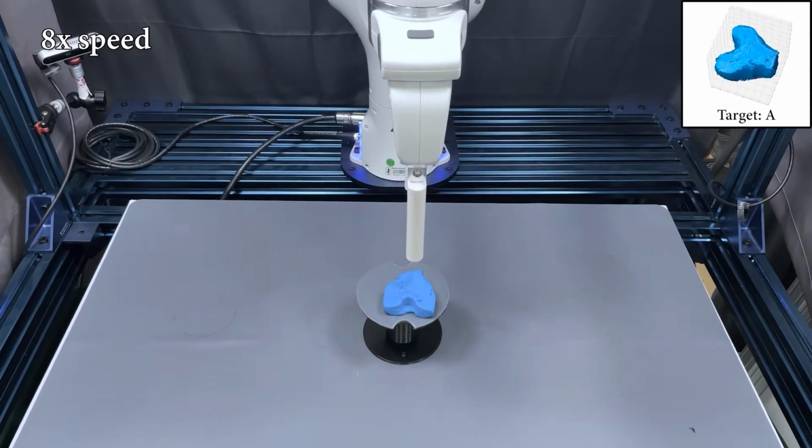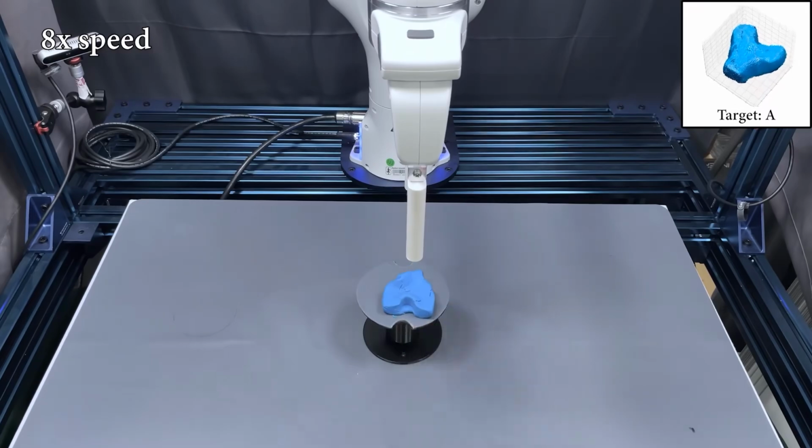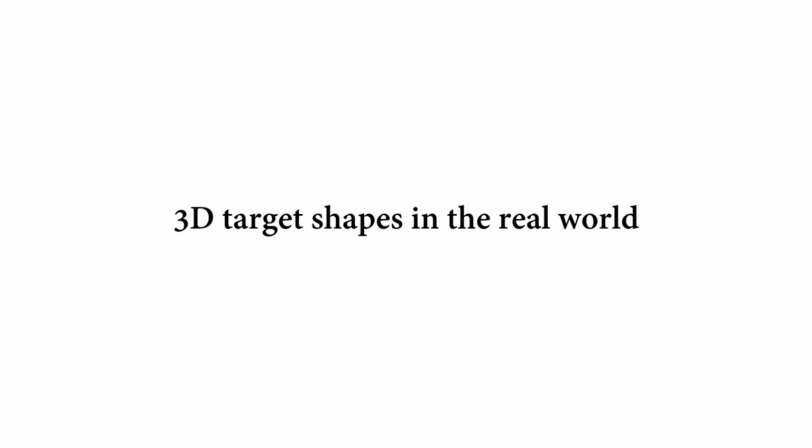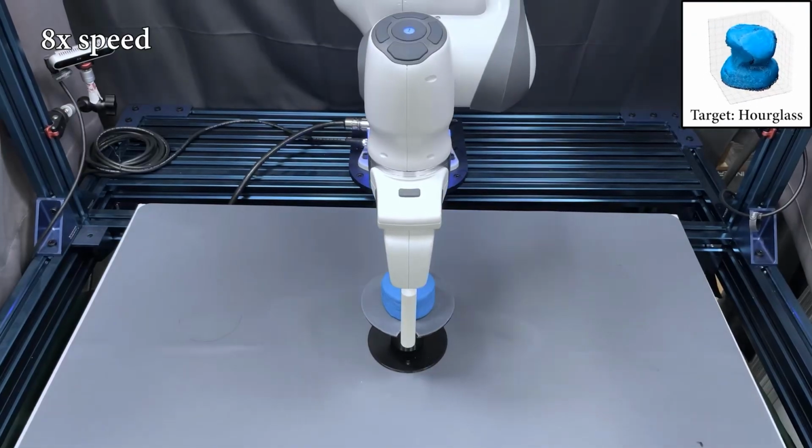The alphabet letters only require the robot to rotate about the vertical axis, but our framework can also accomplish more challenging 3D target shapes that require 3D rotations. The first task is to shape an hourglass from a cylinder.